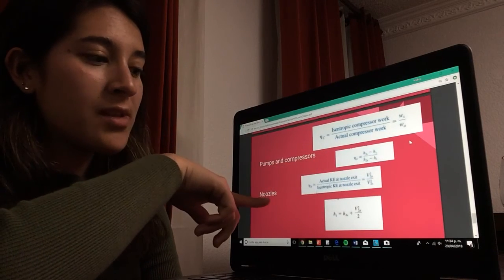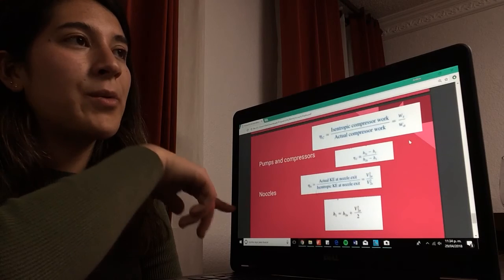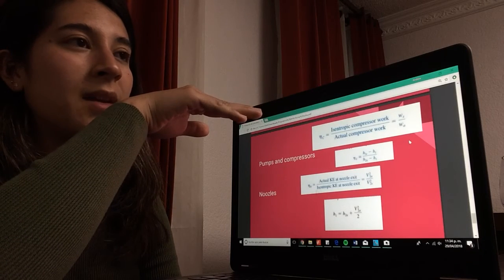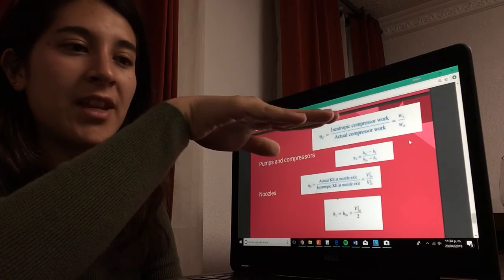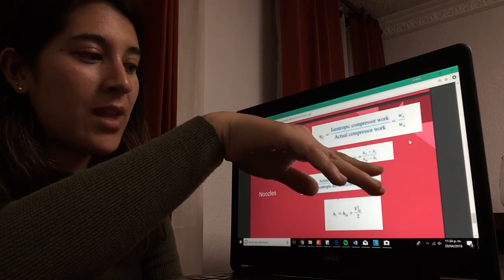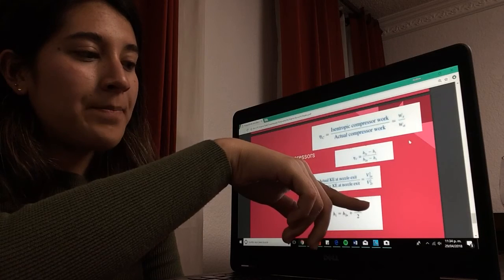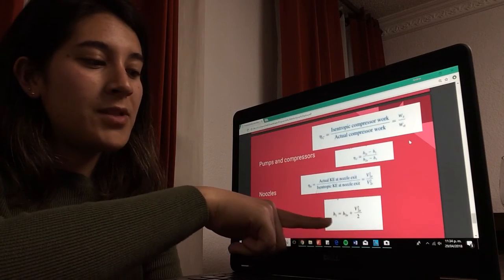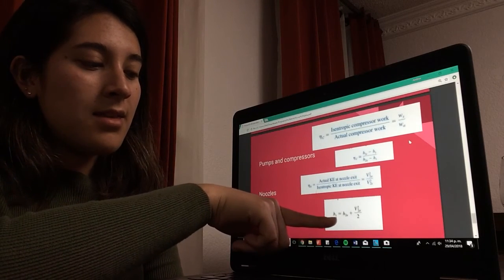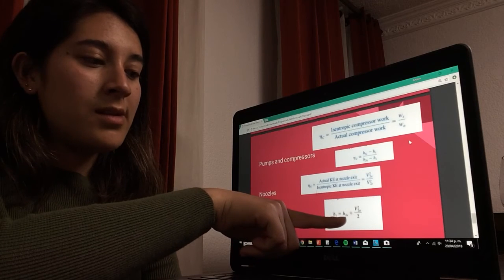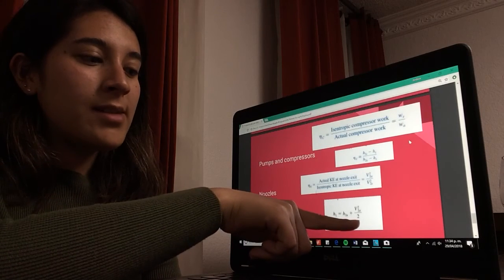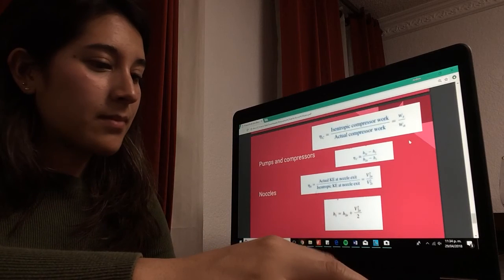And for the nozzles, whenever we have a nozzle, we're going to focus on the kinetic energy. So that's why we're going to have the velocities. And we're also going to have this formula, that the enthalpy 1 equals the enthalpy 2 plus the kinetic energy.